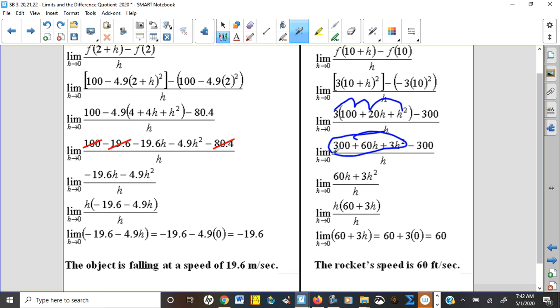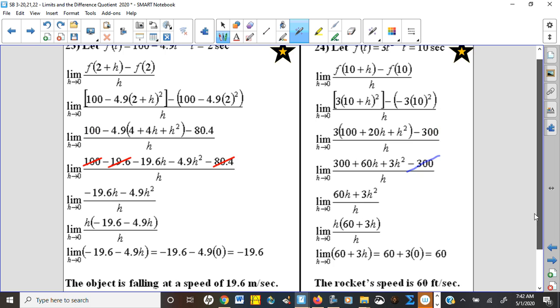Every single time you do one of these problems, anything that doesn't have an h should cancel out, and here you see the 300s do cancel out, and then you can factor your h and you're done. So actually this one was, I guess we don't need to do this one. It's actually simpler than the other ones.